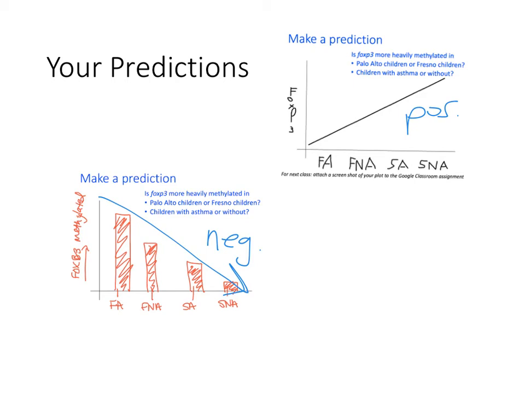So FOXP3, we're going to figure out which one it is that's most accurate. So what did we just say a couple slides ago? We were talking through the process of if the gene FOXP3 is turned off by methylation. That's up here at the top of the graphs.